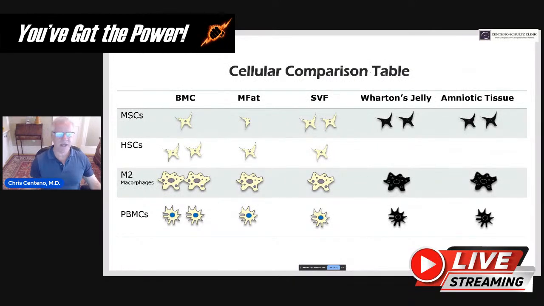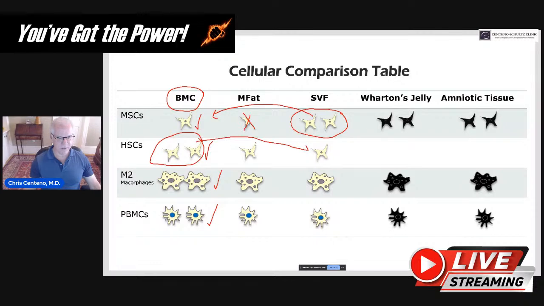And this is just a big cellular comparison table just to go over what we just talked about. So we had bone marrow concentrate, has MSCs, got lots of HSCs, lots of macrophages, lots of mononuclear cells. MFAT, very few mesenchymal stem cells, because remember, they're locked in those collagen prisons. Stromal fraction has more mesenchymal stem cells than bone marrow, but bone marrow has more hematopoietic stem cells than SVF, more macrophages, and more mononuclear cells than SVF as well.